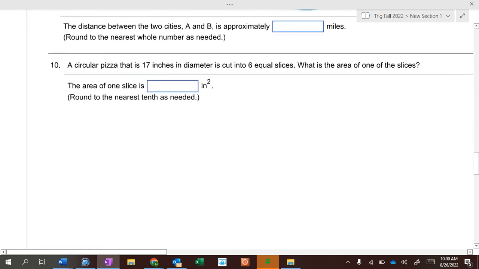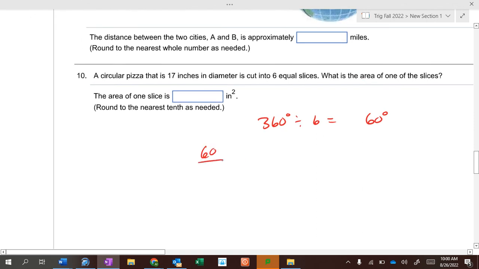Okay, find the area of one slice if it's cut into 6 equal slices. Well, how many degrees are there in a pizza? 360 degrees. If we divide it into 6 equal slices, how big is each slice? 60 degrees. So to find the area of one slice is 60 degrees divided by 360 degrees times pi r squared. Well, if the diameter is 17, what's the radius? 8.5 inches squared. Okay, and just do the math.